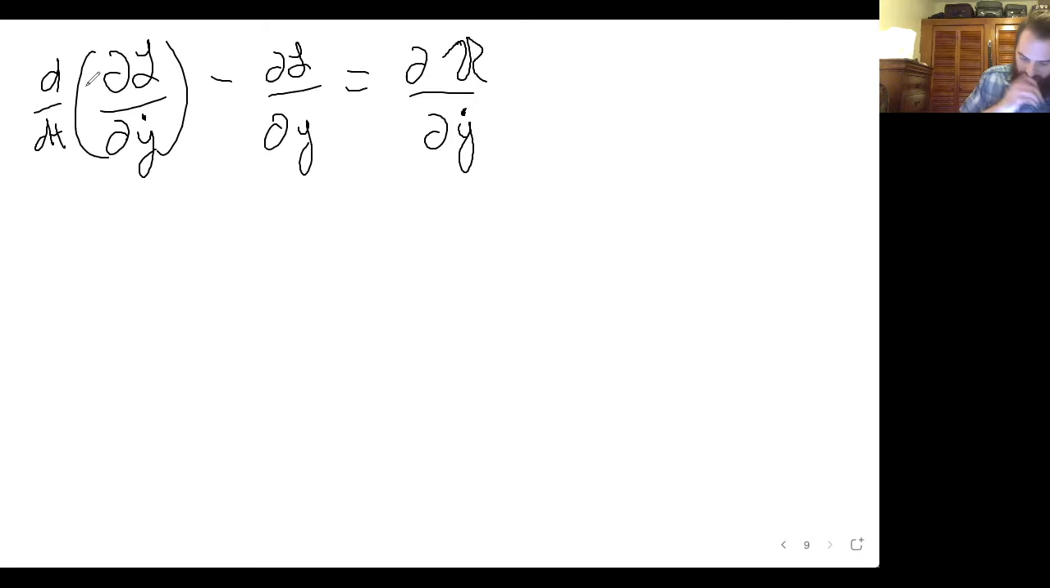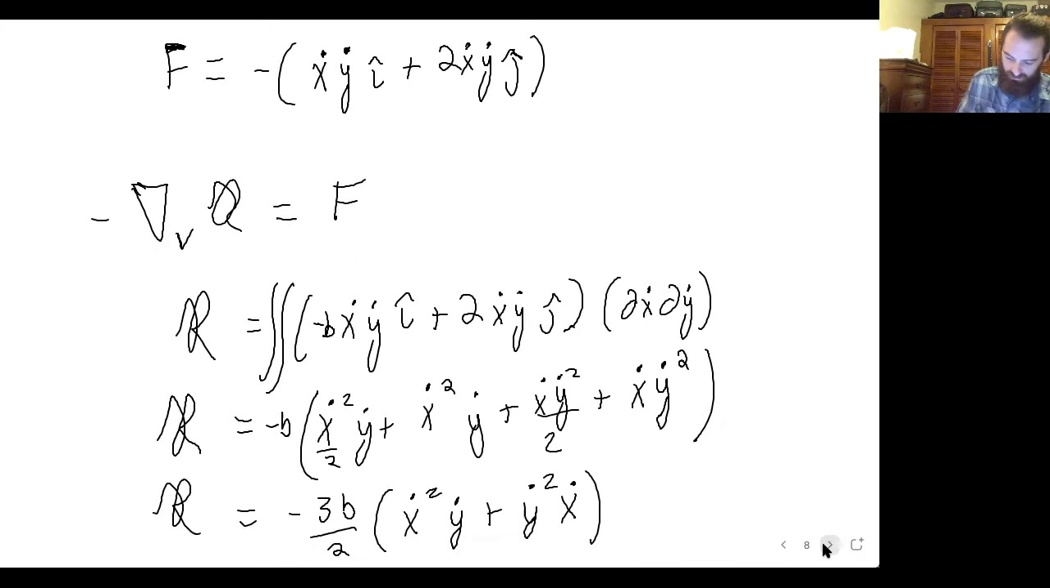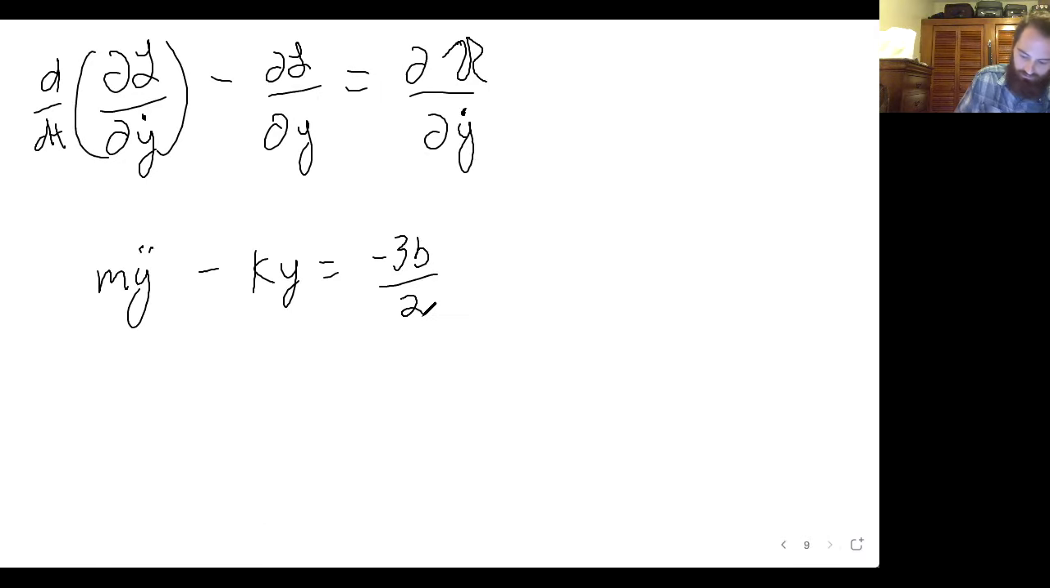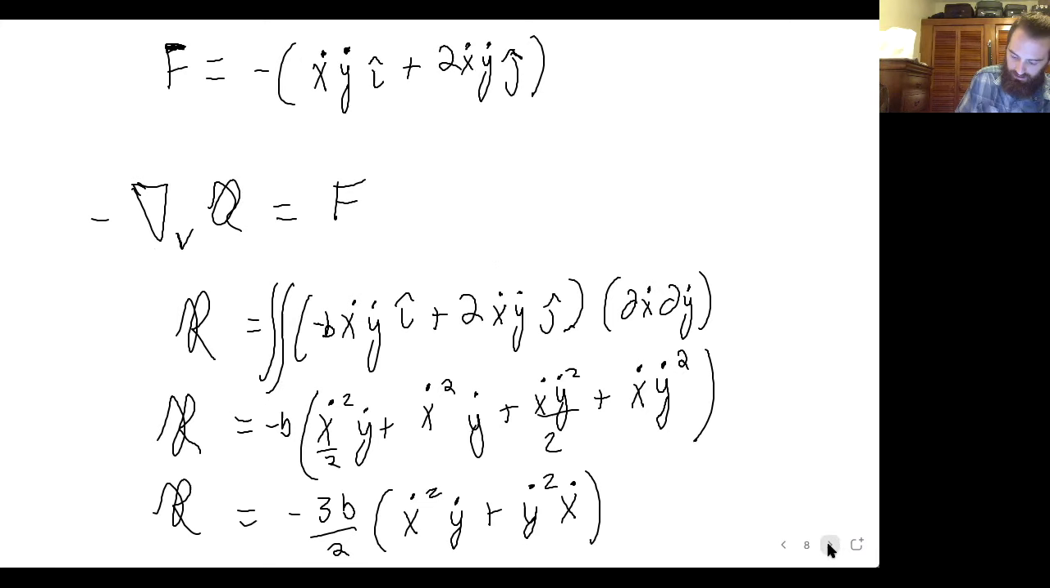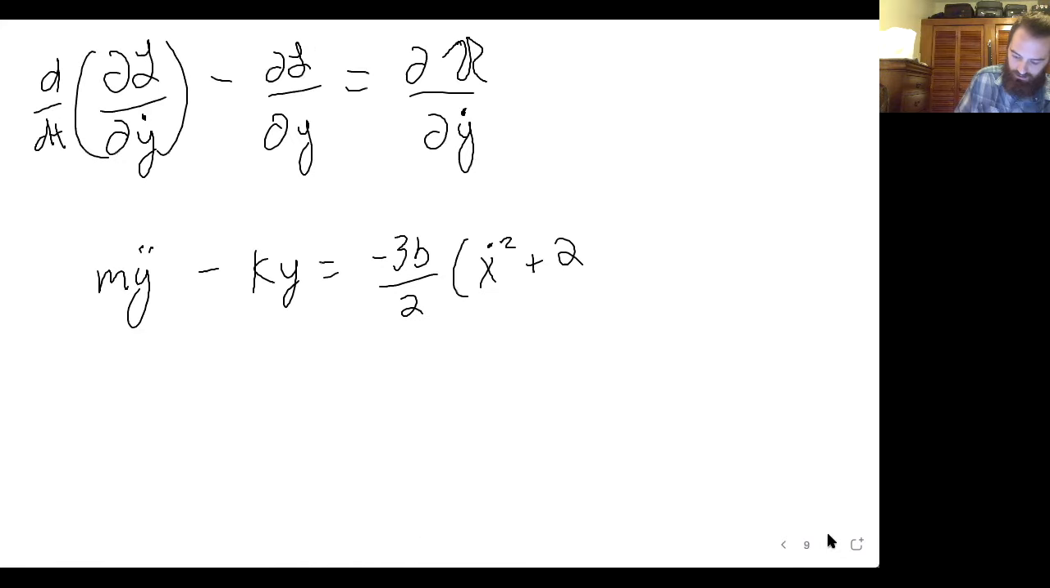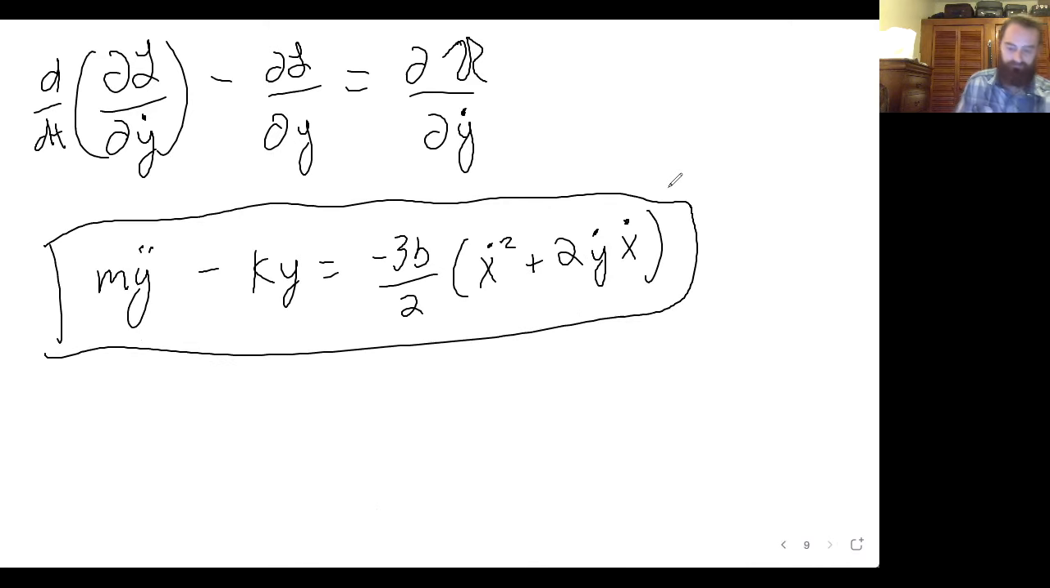Okay, so now this is still m y double dot minus the partial derivative of the potential, ky, equals the partial derivative of this with respect to y dot, which is negative 3b over 2 times x dot squared plus 2 y dot x dot. So this would be your second order differential equation that you'd have to solve. And of course it's coupled because there are x and y dot terms in here. So you'd have a similar one in the x direction.